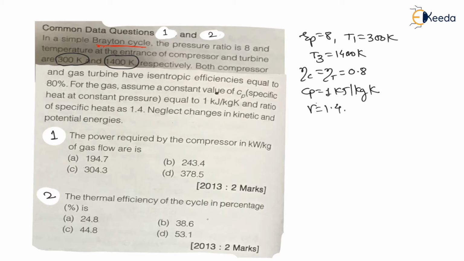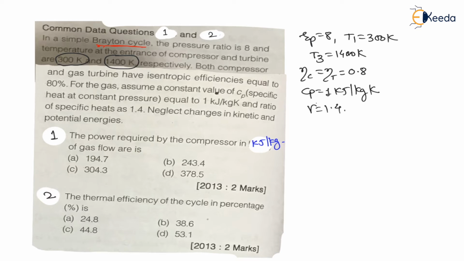Question number 1 is, the power required by the compressor in kilowatt per kg of the gas flow is. Now my dear students, here as Cp is given in kilojoule per kg Kelvin, the unit must be kilojoule per kg. This may be a printing mistake. Therefore the answer will come in kilojoule per kg. So make a correction in the question that the answer will be in kilojoule per kg.